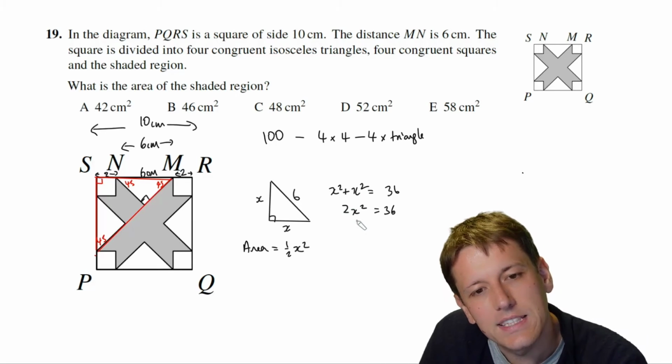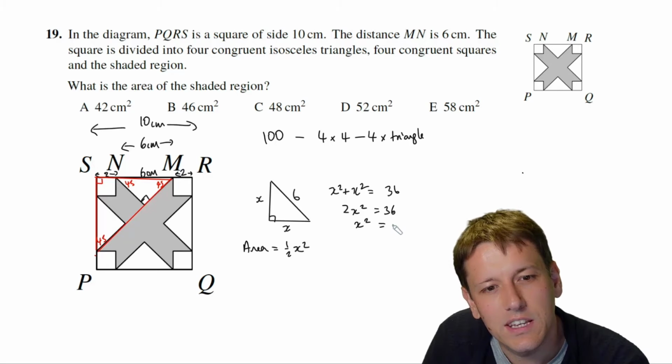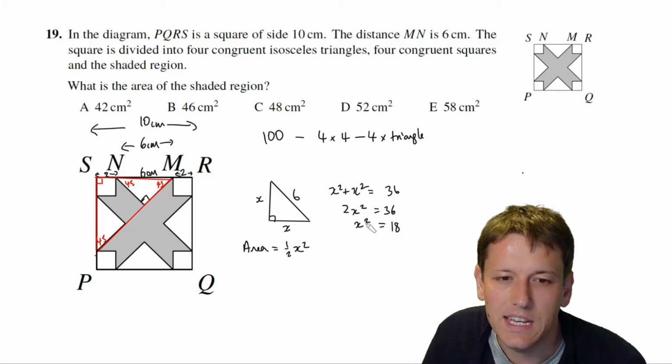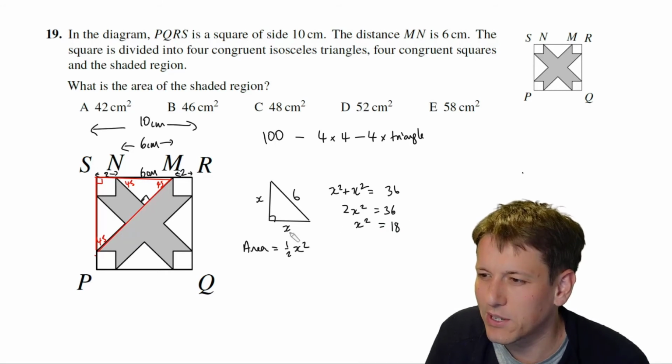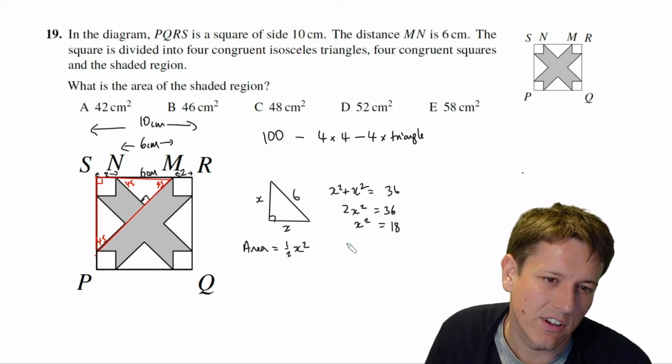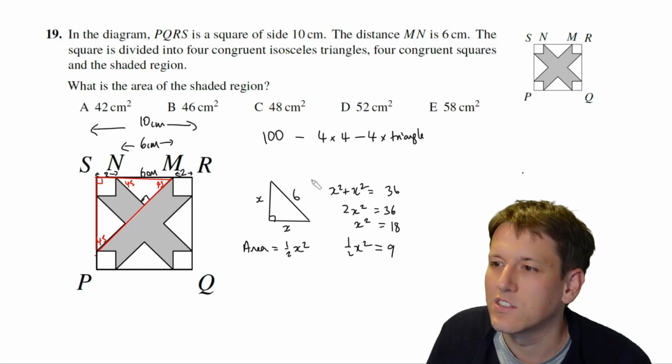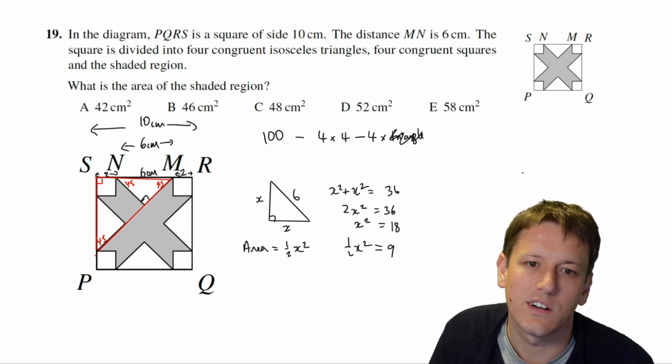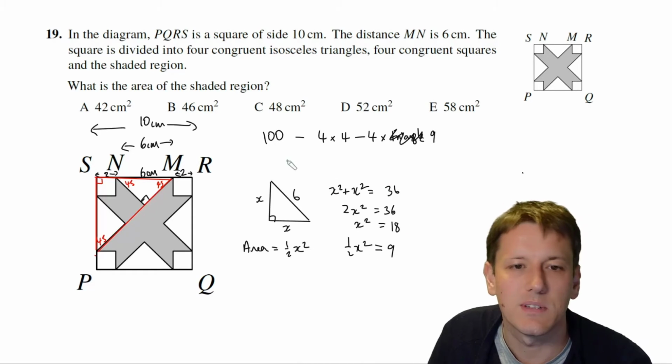And so if I divide by 2 here, I get x squared equals 18, so x would be the square root of 18, but I don't actually need to work that out here because all I want is the area, which is a half x squared. So I divide that by 2 and I get 9. So actually these 4 triangles are all 9 centimeters squared.